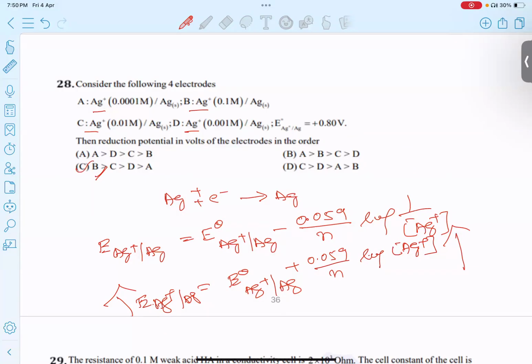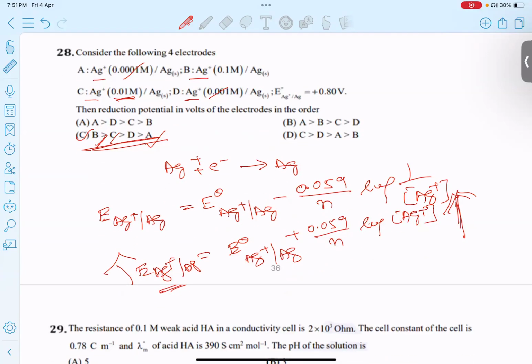Next concentration is C, 0.01 molar. Next is D, 0.001 concentration. So the final one is A, the lowest concentration, so A has the lowest reduction potential value. The correct option is B. So this is how, as you increase the concentration of the silver ion, the reduction potential also increases.